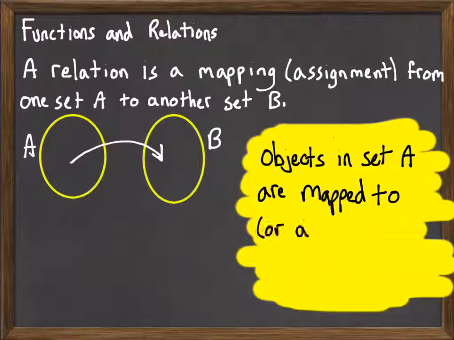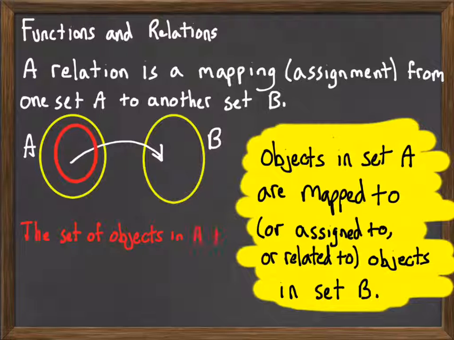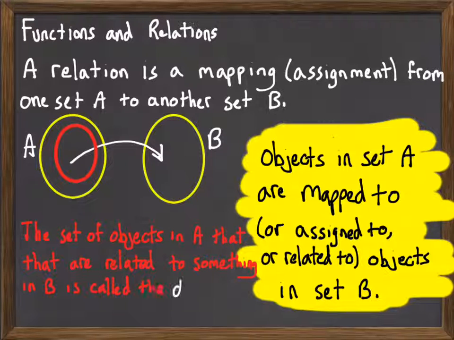So objects in A are mapped to or assigned to or related to objects in set B. Okay, that's what the relation does. Now in set A, you may have some things, and we'll see this in an example very shortly, that do not get related to set B. But the set of objects in A that are related to something in B, which would be a subset, is actually called the domain of the relation.